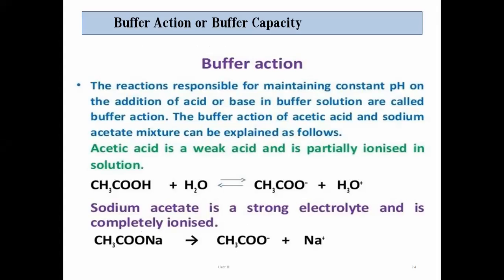Now, what is the meaning of the word buffer action? The reaction responsible for maintaining a constant pH upon addition of an acid or a base in a buffer solution is called buffer action.